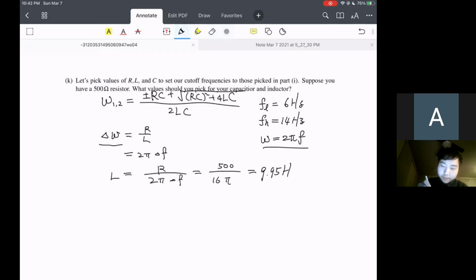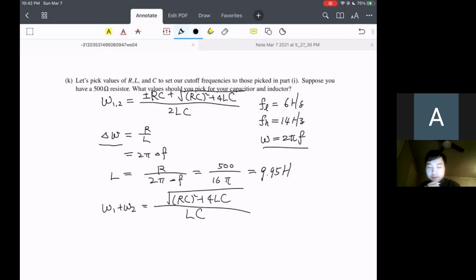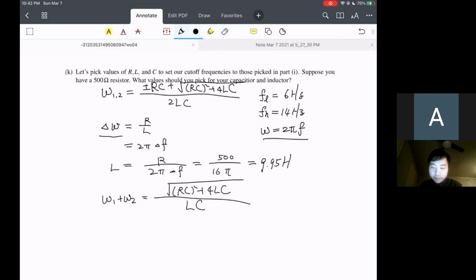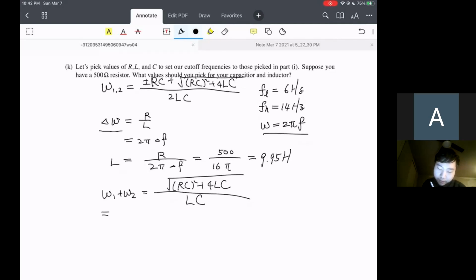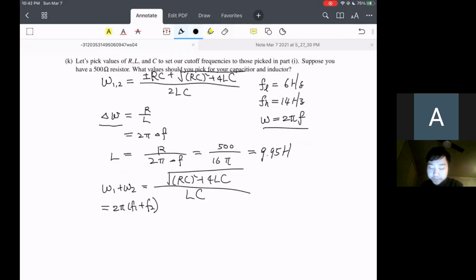Okay. We still need to find the value for our capacitor. So to do that, we just add together the two cutoff frequencies. This is equal to root RC squared plus 4LC over LC. The RC terms in the front just cancel out. And again, we note that this is equal to 2 pi times F1 plus F2, because this relationship is linear.